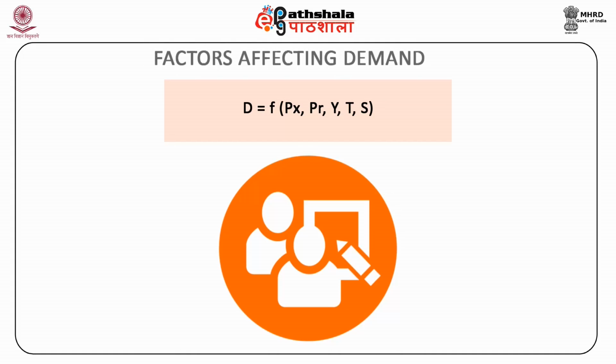The factors determining demand can be shown in a functional form as follows. D = F(Px, PR, Y, T, S). Here D stands for the demand of the good X, F represents the function, Px stands for the price of the good X, PR is the price of the other related good, Y stands for the income and wealth of the consumers, T represents different taste and preferences of the consumers, S indicates all the other environmental and consumer specific factors.